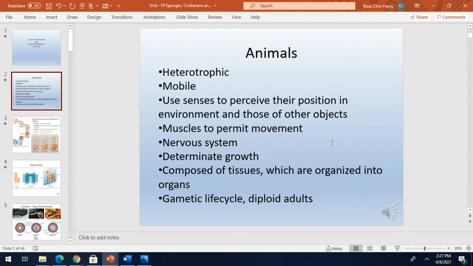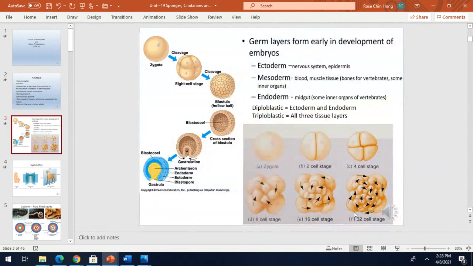So they do have determinate growth as compared to plants. They had indeterminate growth. And what they have is tissues which are organized into organs. However, when we do the sponges, they are considered parazoa next to the animals. So they do not have organs, but they have tissues, a confederation of tissues or cells. And in the animals, they have a gametic life cycle where the gametes are the haploid part of its life cycle, and the adults are diploid. All right. So let's move on.